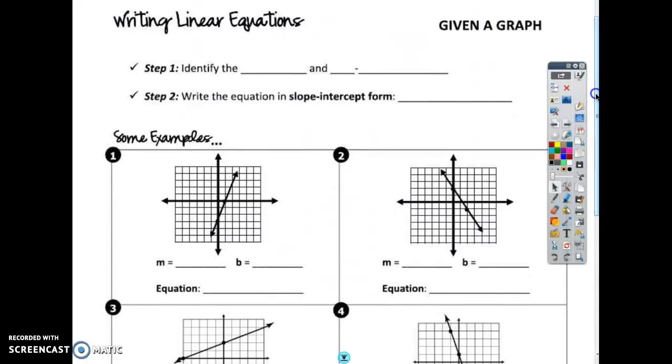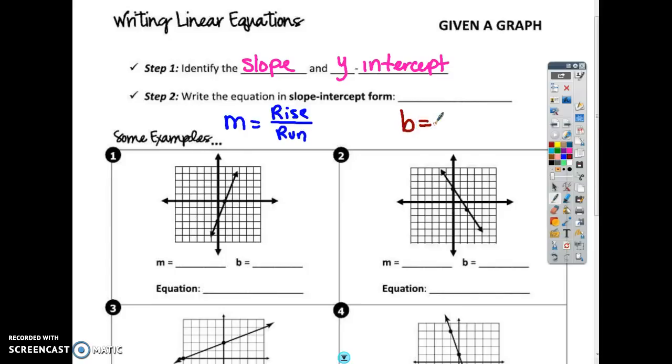Okay, so right here at the very top where it says step 1, identify the slope. We need to find the slope. Okay, and we also need to identify the y-intercept from a graph. And you guys have done this since last year. Okay, we're going to find the slope by doing the rise over run. So when we find the m, we're going to do rise over run. And when we find the b, it's the point on the y-axis.